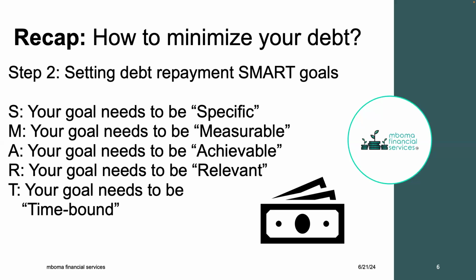So if you've got 50,000 Rand credit debt that you need to pay off, you need to make sure that you're making monthly contributions towards this credit card debt to ensure that it is achievable. And is it relevant? Yes, because it speaks to your personal financial goal of reducing debt, and reducing that high interest credit is part of your financial goal, and therefore it is relevant. And is it time bound? That's another important one, right?